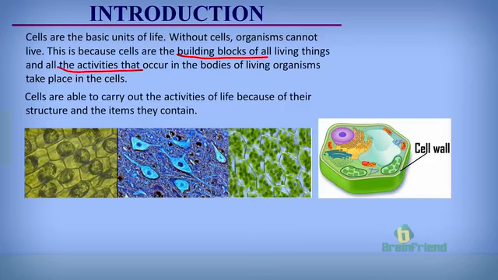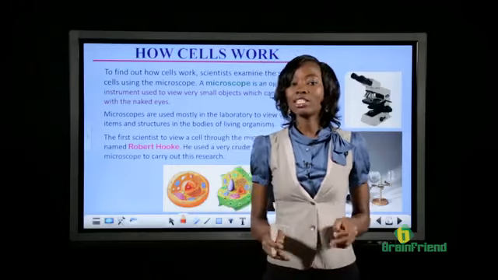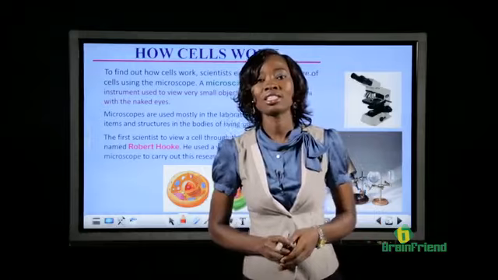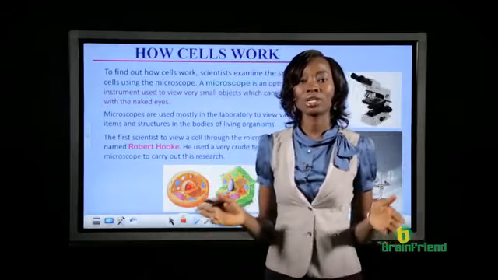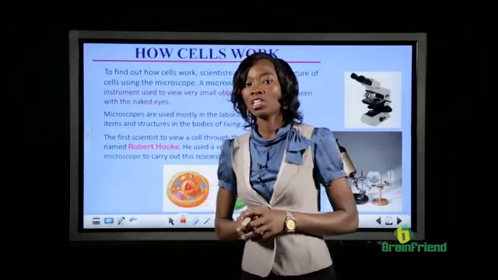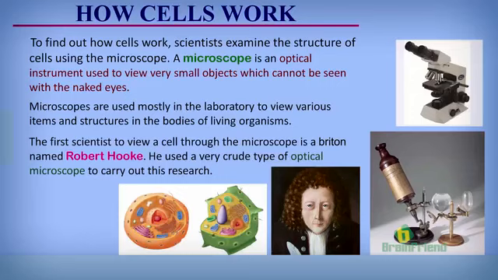Cells are able to carry out the various activities of life because they contain certain structures and items in them. In the first part of this lesson, we called these structures or items tools, and these tools are known as cell organelles. Cells are very important to science. They are important to us, so it is necessary that scientists study cells to find out how cells work, to find out the structures and forms in which cells exist.